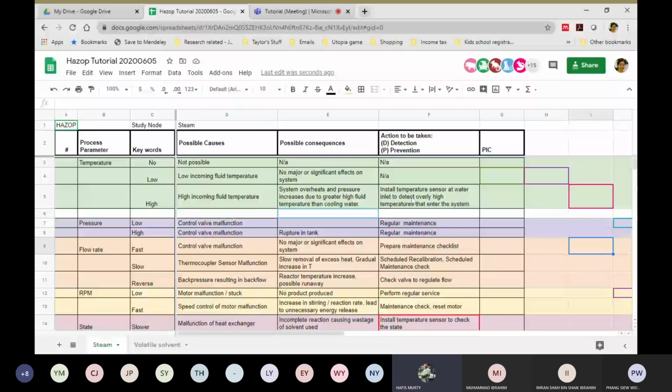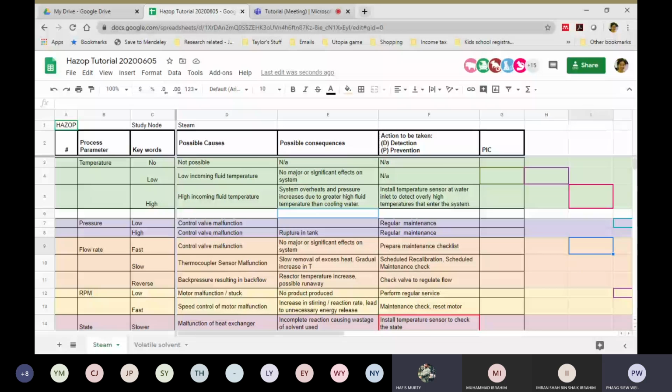Okay, hi Miss. Yes. Okay, so for temperature, under the keyword of no, there's the situation where, assuming there is no steam or the steam temperature is negligible. In a system like this, we consider that is not possible. Therefore, there are no possible consequences, and therefore no action to be taken.